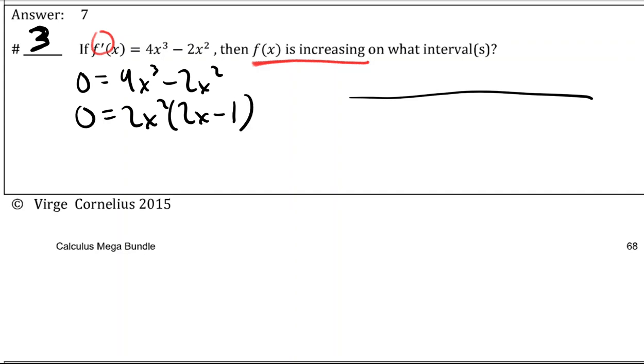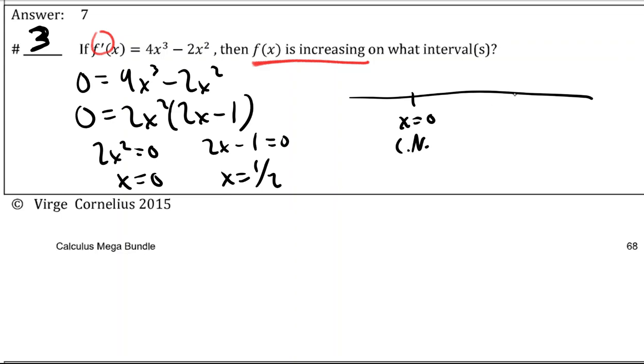So set the first derivative equal to 0. I'm going to solve by factoring out a GCF. Set each factor equal to 0 and solve. And I got critical numbers at x equals 0 and x equals 1/2.